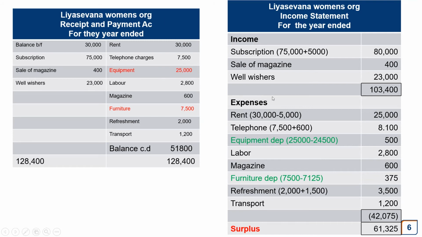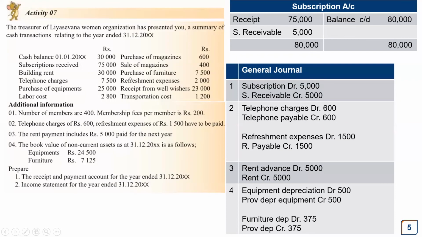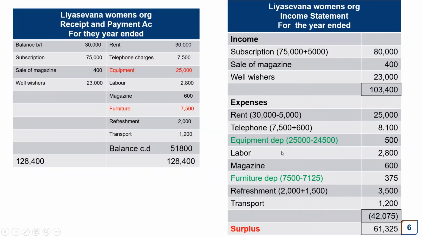But see, while I was maintaining the particular pattern of writing transactions, after the telephone charges, I wrote the equipment depreciation. So since there's a difference in book value, I recorded that and showed that a depreciation is there. So when you follow the same order, you won't miss anything, right? So next, labor cost 2,800. That will be a cost, no other entries. So I have taken it to the income statement as well as the receipt and payment accounts.